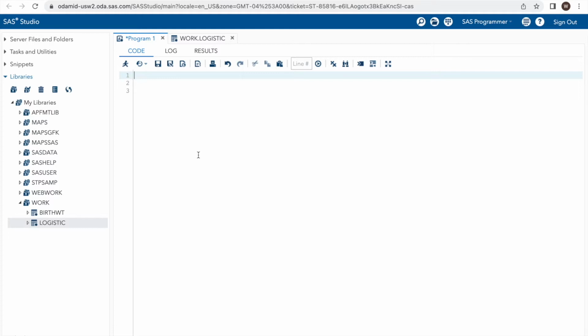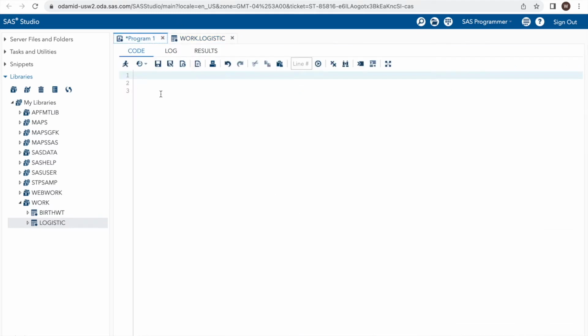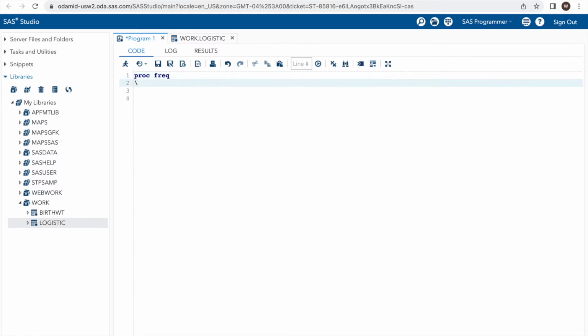So let's just say a relationship of interest is smoking and cancer. We can set up a frequency table just to show what that bivariate analysis is, because that's enough to get an odds ratio or a relative risk depending on how rare our outcome is. So we can do proc freq, data equals, I think I called it logistic, and then a table statement.